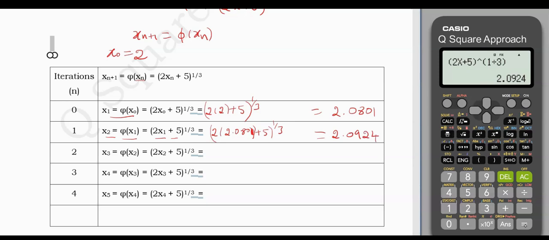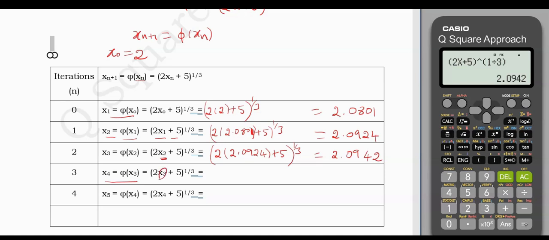In the third approximation, we are replacing x2 by 2.0924, that is (2 into 2.0924 plus 5) whole power 1 by 3 is equal to, and from the calculator give x is equal to 2.0924, that is 2.0942. This is x3.